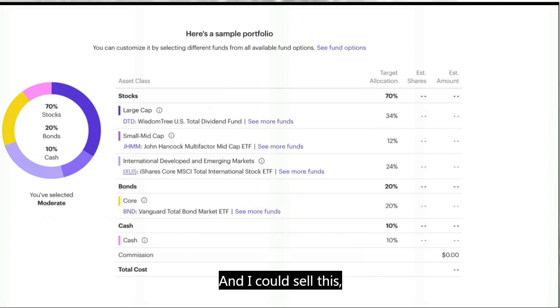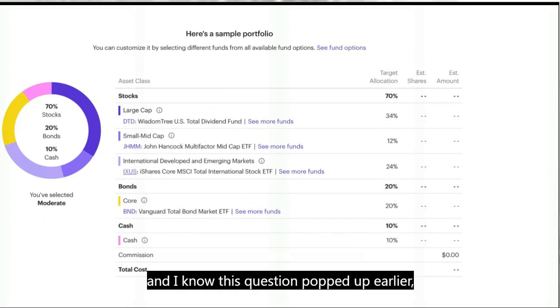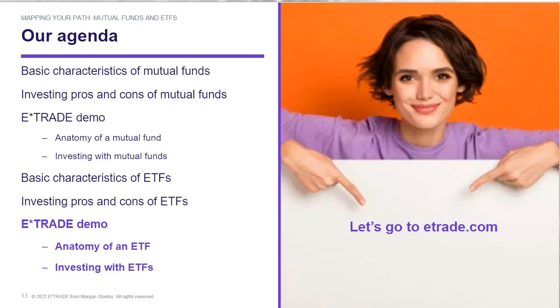And I could sell this, but there is, and I know this question popped up earlier, there is something about selling too often the exact same day. But tomorrow, because this is my demo account, I'll come in and I'll probably just sell this and make a penny, lose a penny, whatever. I'll just go ahead and close it out. But I wanted to show you just how easy it is to go ahead and enter an order and to execute that order and get started.